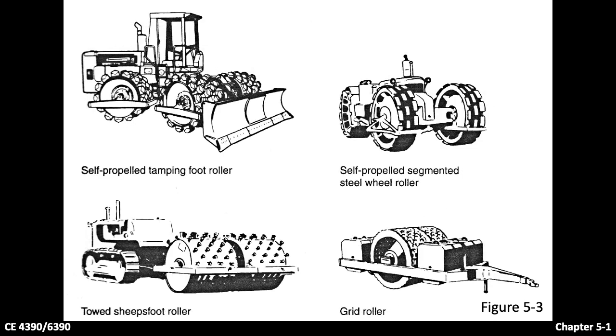Here are some other types of roller. The one on the top left is a self-propelled tamping foot roller. The top right is a self-propelled segmented steel wheel roller. The bottom left is a towed sheep's foot roller. And the one in the bottom right corner here, this is a grid roller.